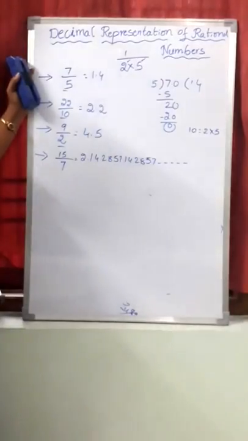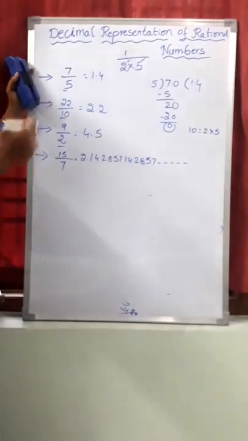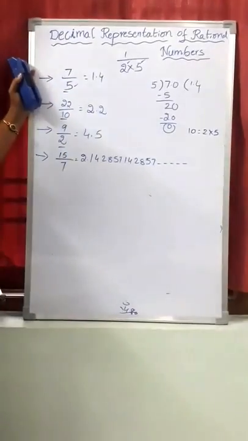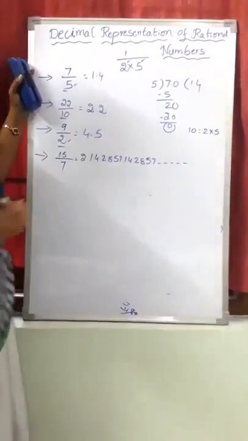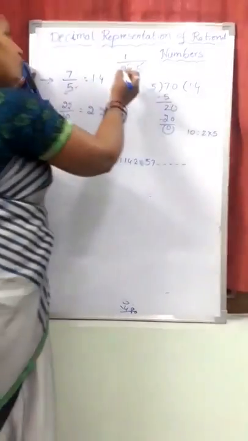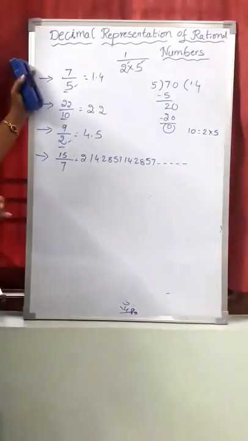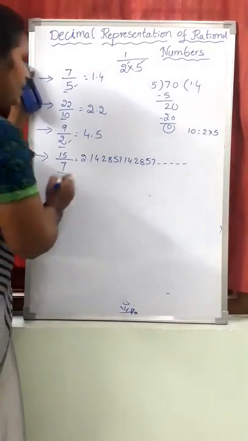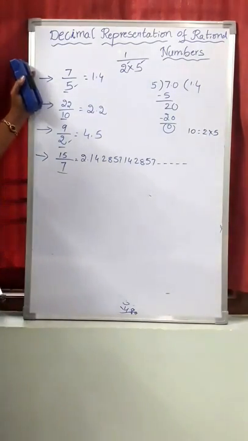Once again I am repeating, if the denominator has only 2 as a prime factor, only 5, or only 2 and 5 as the prime factors, and does not have any other prime factors, then we can say that these numbers are called terminating decimals. Now if the denominator has other prime factors except 2 and 5, or including 2 and 5 if you have any other prime factor.